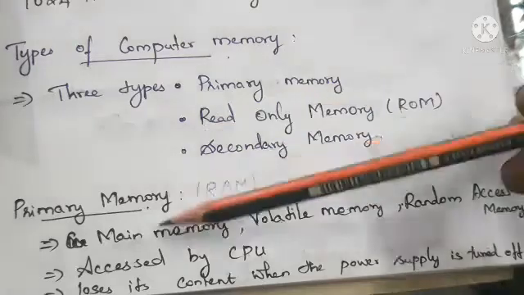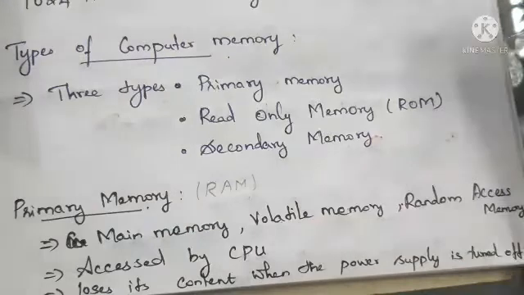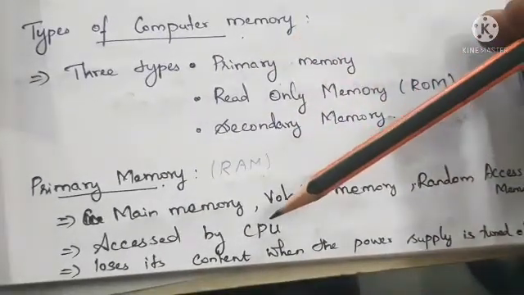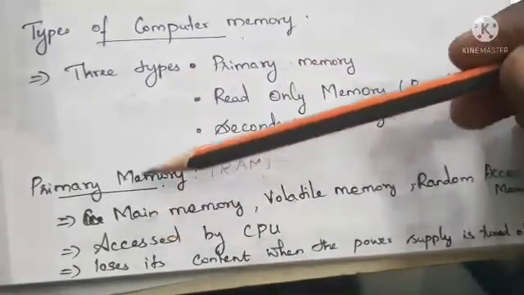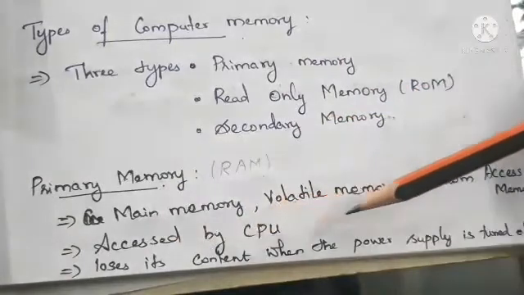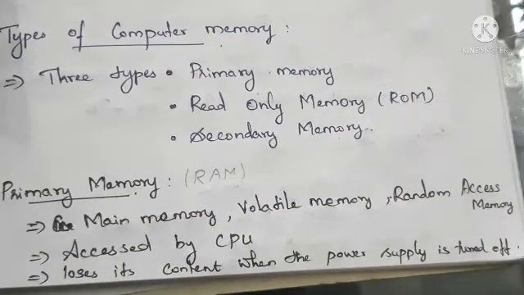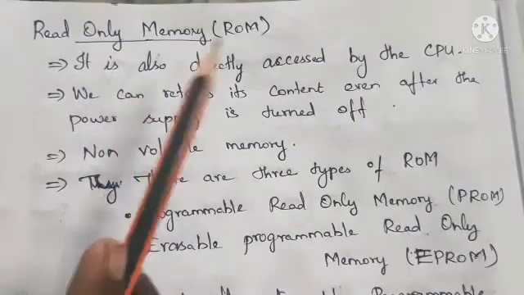Okay, the next one, this primary memory is directly accessed by the CPU. So primary memory is directly accessed by whom? By the CPU. The last point, the primary memory loses its content when the power supply is turned off. If the power supply of the computer is off, the stored data, everything will be lost from which memory? Primary memory.